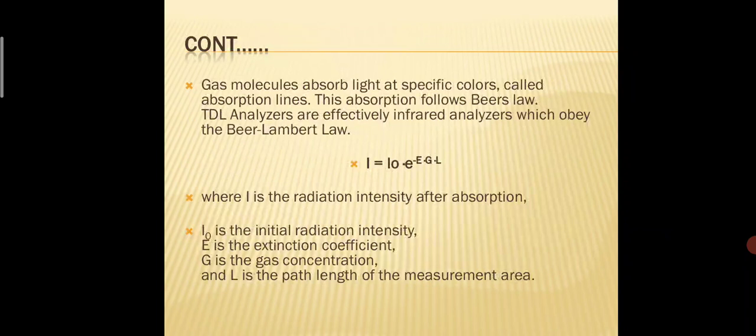Here, I is the radiation intensity after absorption, and I naught is the initial radiation intensity. This is the equation for the Beer-Lambert law. Here, I represents the radiation intensity after absorption, I naught is the initial radiation intensity, E is the extinction coefficient, G is the gas concentration, and L is the path length of the measurement area.